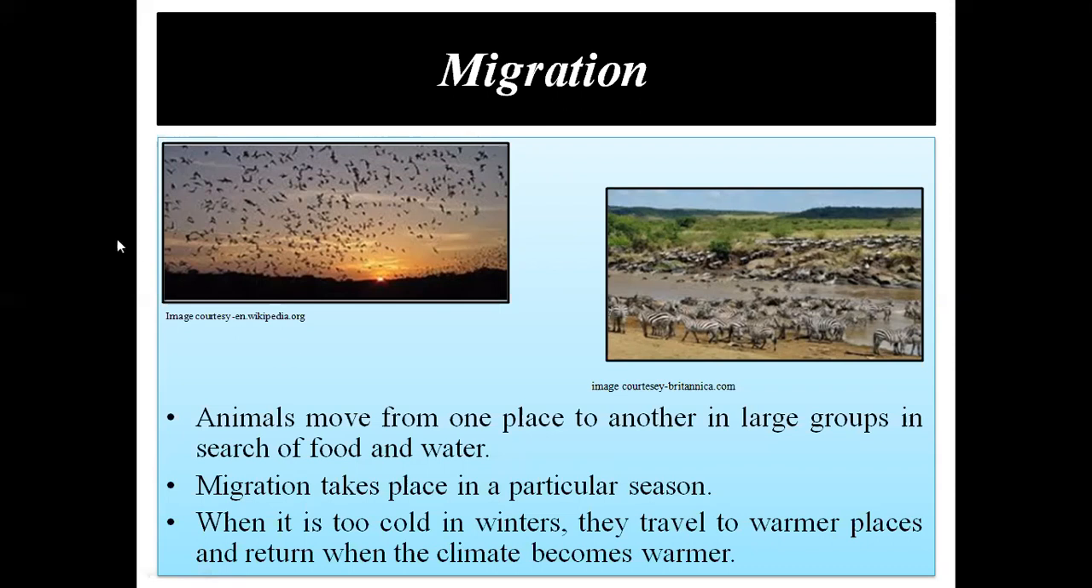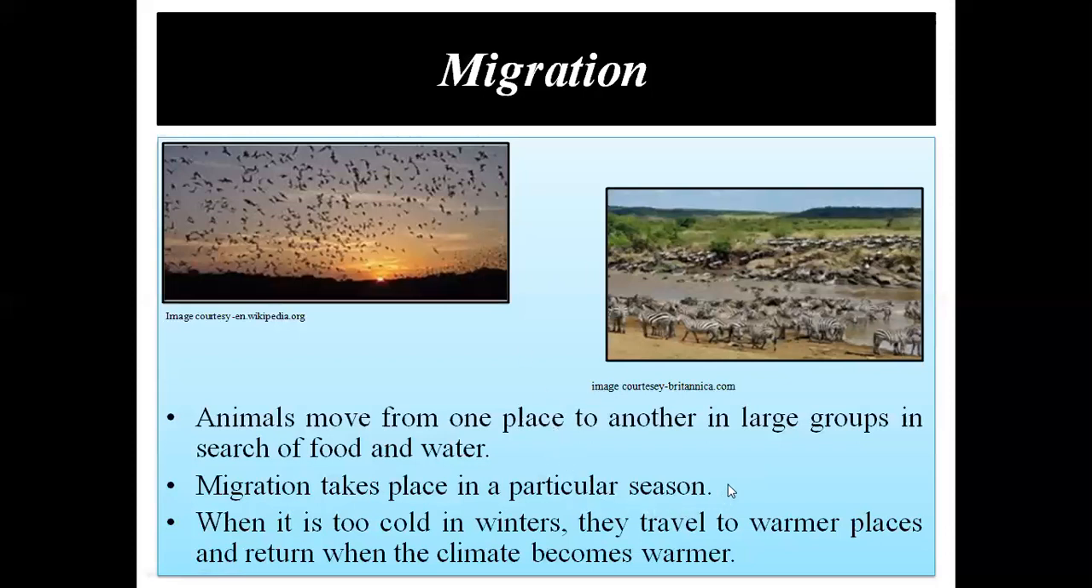You can see in this picture, these birds are moving. Here you can see these animals. So a mass movement of animals or birds in search of food and water. Not only food and water, migration also takes place in a particular season. To overcome extreme heat or extreme cold, they shift to some other place. So migration takes place in a particular season.